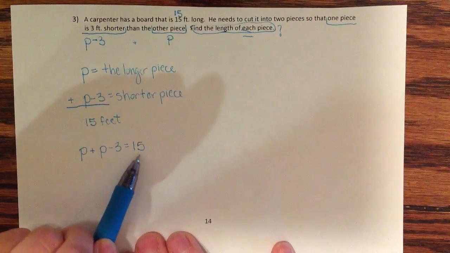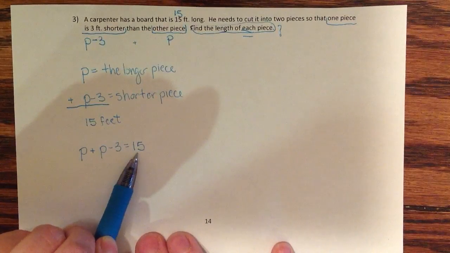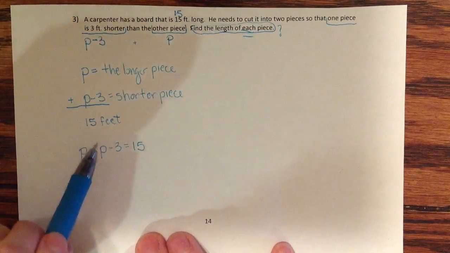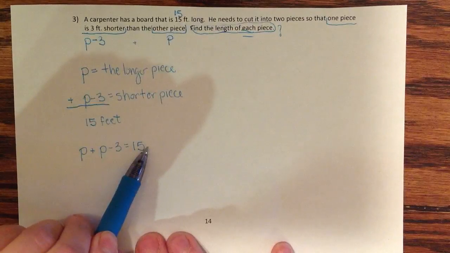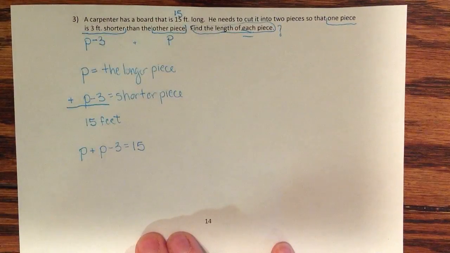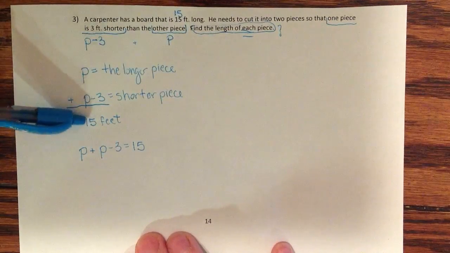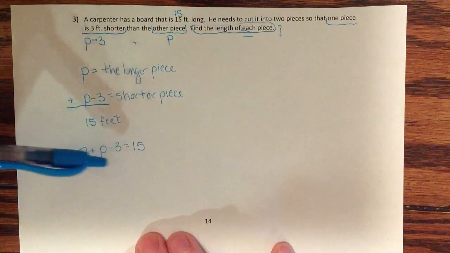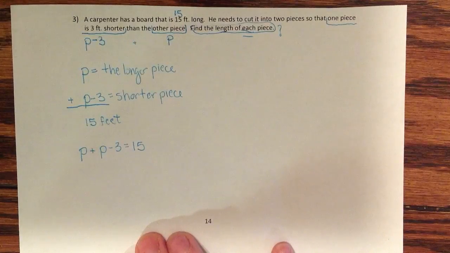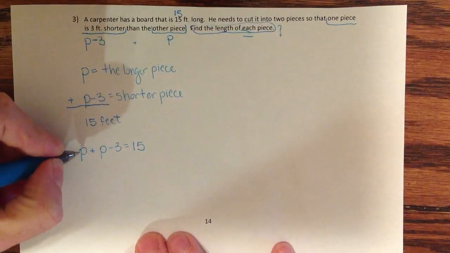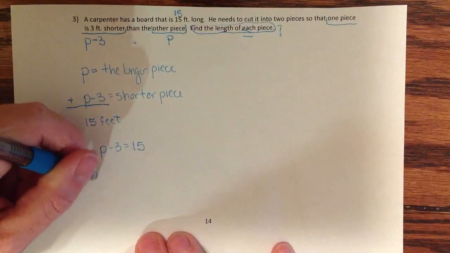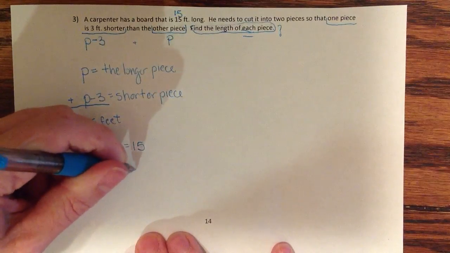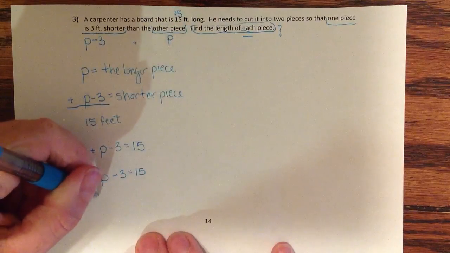You'll notice that I don't put units on the equations when I'm writing them. And the reason is, if I put an f or an ft here, we might think that f and t were variables in our problem and get them confused with p. So while we use them when we're making our list or writing our definitions, you don't usually include them while you're doing the algebra. So combining these two p's together, I'm going to get 2p minus 3 equals 15.